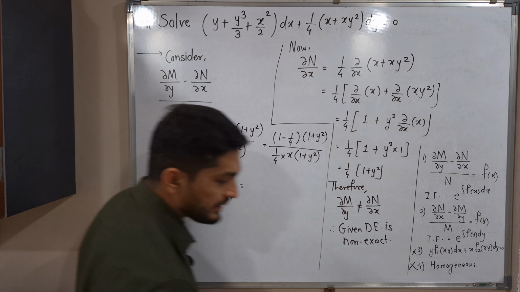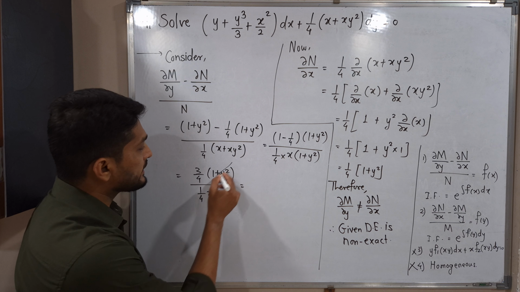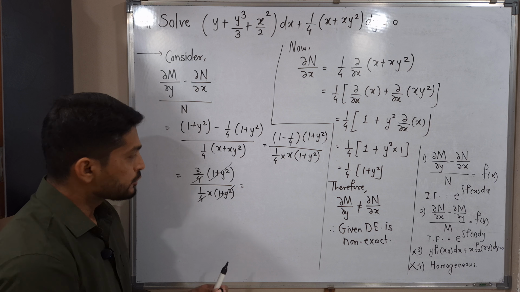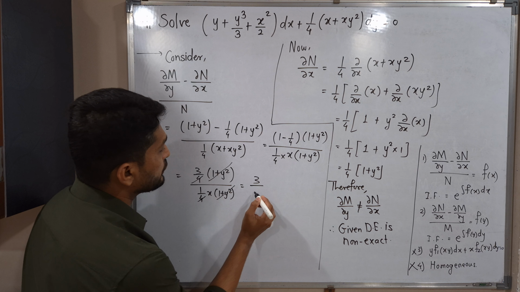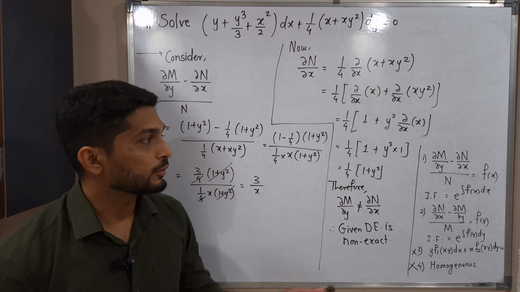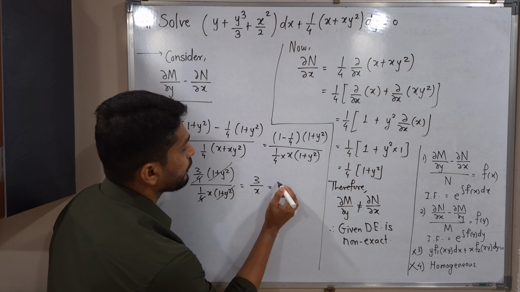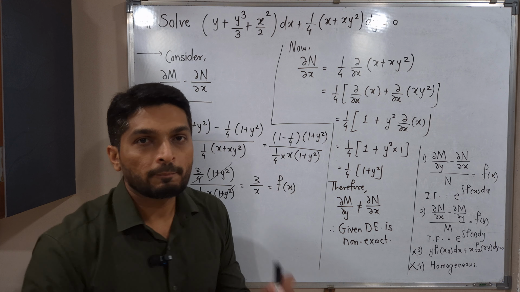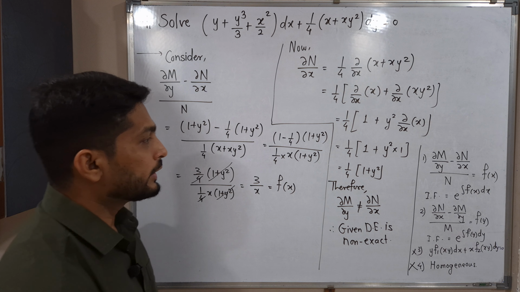So tell me, can we cancel anything? Yes, definitely. I'm so happy to cancel this bracket, and 4 we can also cancel. So in the numerator just that 3 is remaining, in the denominator just x is remaining. So there is no y. You can see we want just a function of x, and definitely this is a function of x only. So we call it f of x. That means the first method is 100% applicable here, right? Okay, so let us move further.